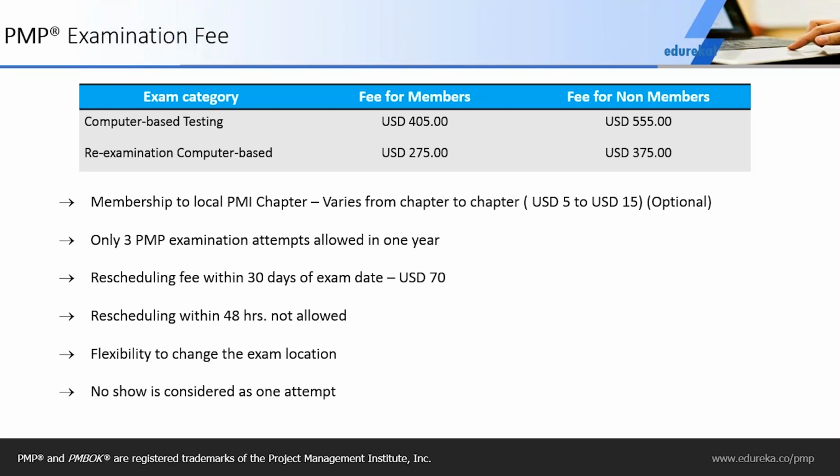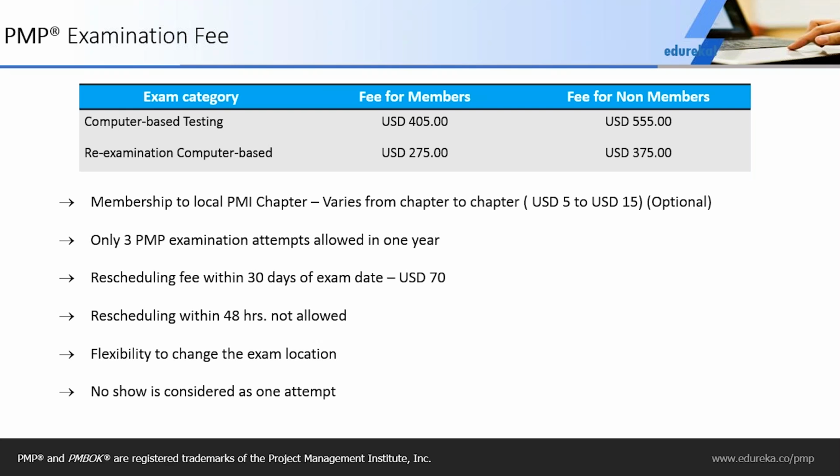Duration of this membership is only for 1 year. So you need to renew it at end of first year and end of every year, and the membership fee is $139. Along with the membership, you can also take your PMI local chapter membership. That is optional, that is completely on your discretion, and the fee for that may vary from $5 to $15. And only 3 PMP examination attempts are allowed in 1 year time.